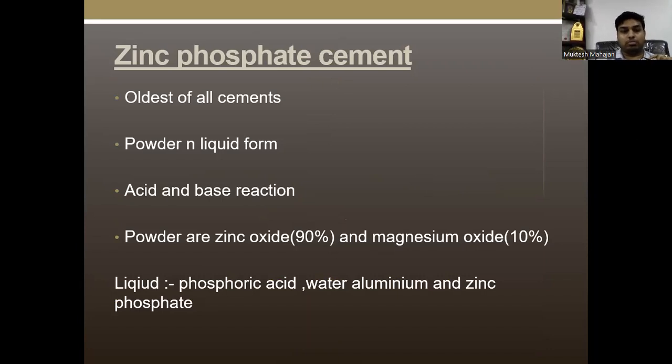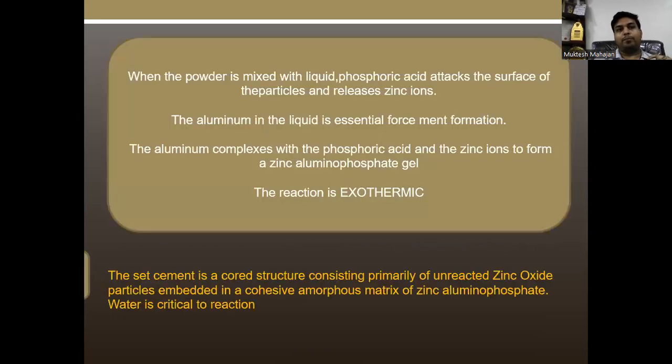The contents of the powder are zinc oxide and magnesium oxide. Zinc oxide is 90%, magnesium oxide is 10%. Liquid: phosphoric acid, water, aluminum, and zinc phosphate.